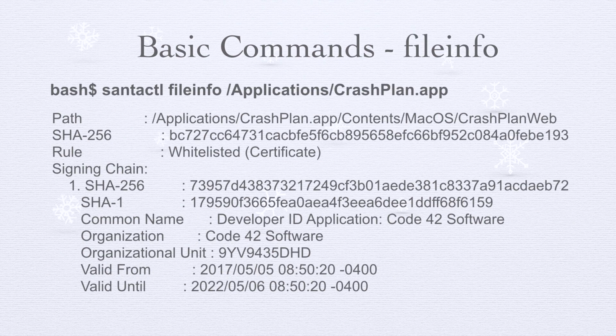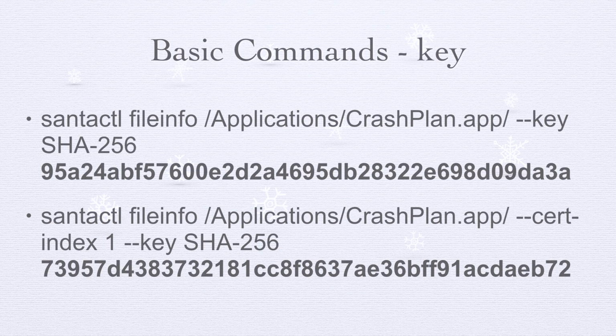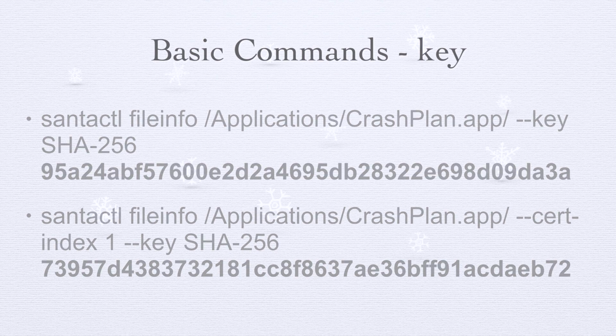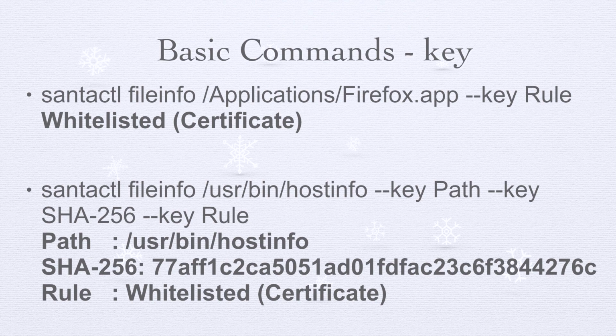So to go back a page, you can see there's the first SHA. This is of the binary itself, a hash of the binary. And this is, if I can point to it right, the hash of the fingerprint of the signing cert of that application. That is important when we go to create rules. I want to show that there's two different hashes here. And if you do signing chain 2 and 3, you're going to get a hash of each of the thumbprints of those certs as well. So back to this screen, you can see using the key flag, I can pull out just those 2 lines specifically. I can also do a key rule and see just what is the rule of this application. In this case, Firefox is whitelisted via the certificate.